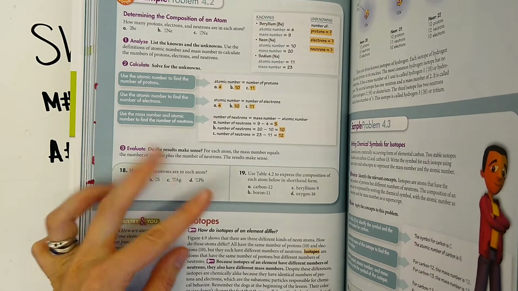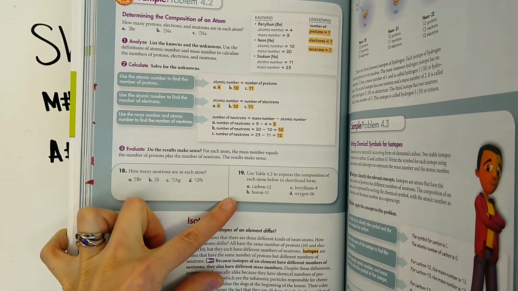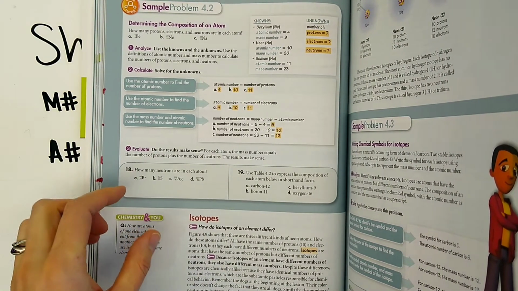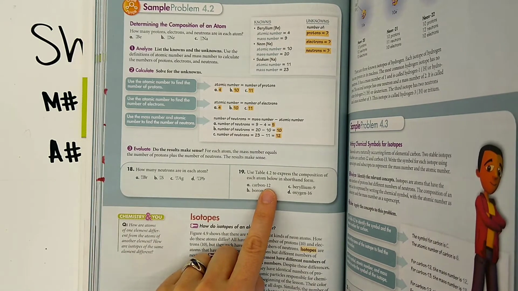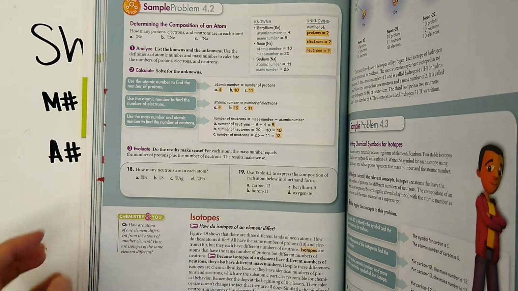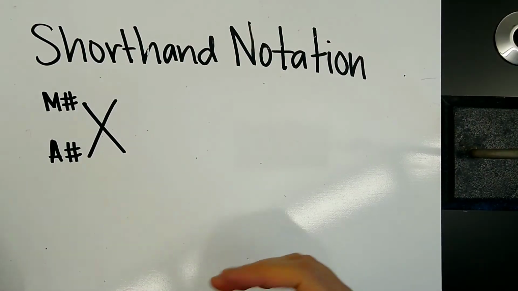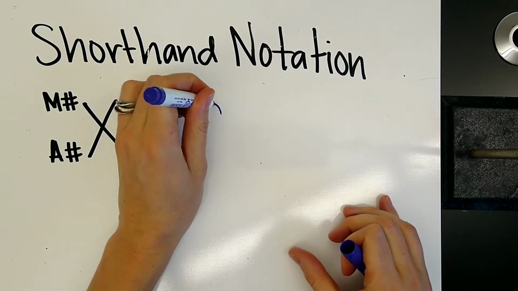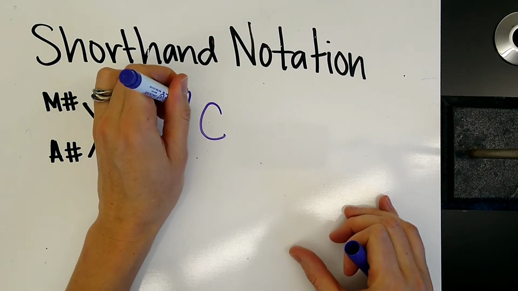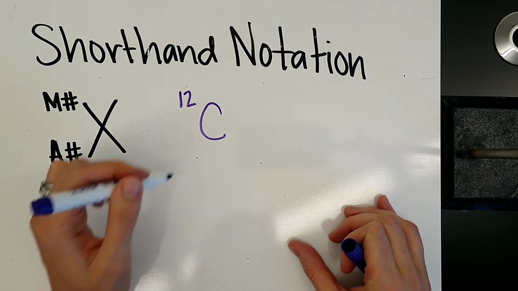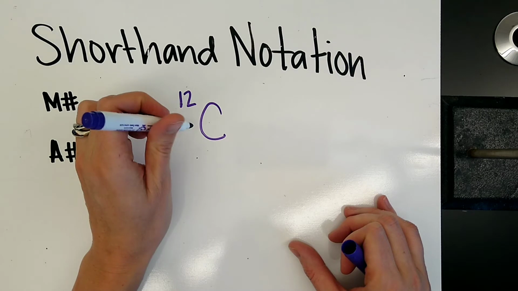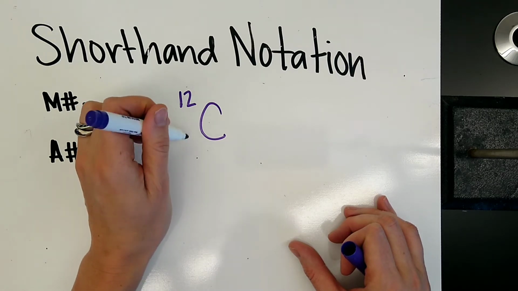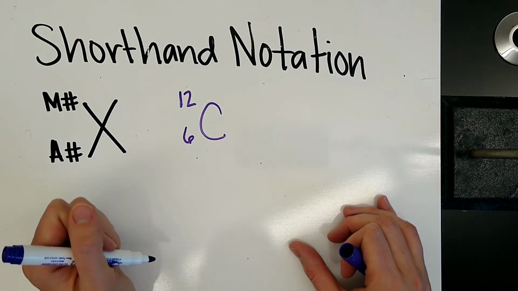Okay. 19 wanted us to express the composition of each atom in shorthand form. Now when you see an element name, dash, a number, this is the mass number. So that number is going to be written in the upper left corner when we write out our shorthand notation. So for that carbon-12, carbon's symbol is C, the 12 comes up here, and then we need to write the atomic number down below. You can use a periodic table to find the atomic number, or you can use the data table 4.2, but the atomic number of carbon is 6.